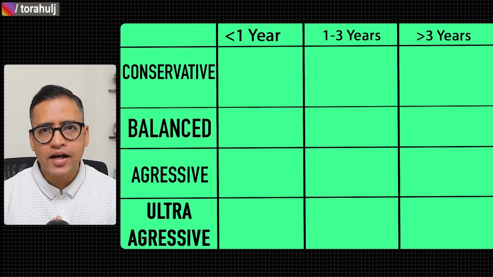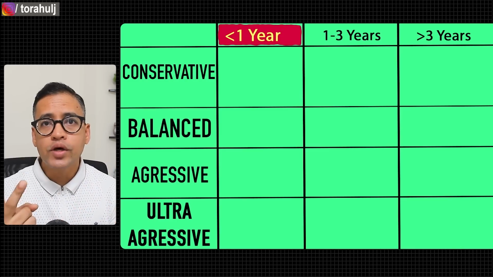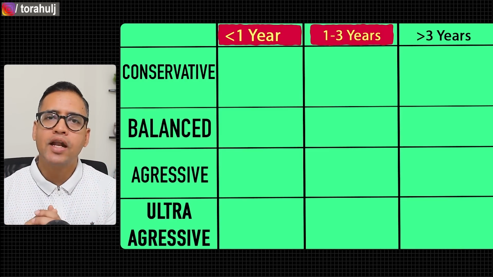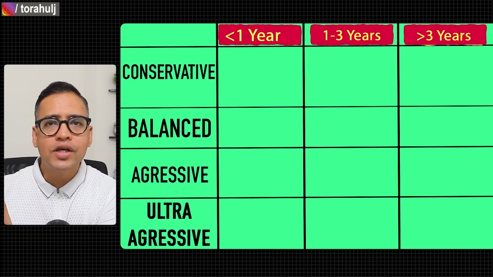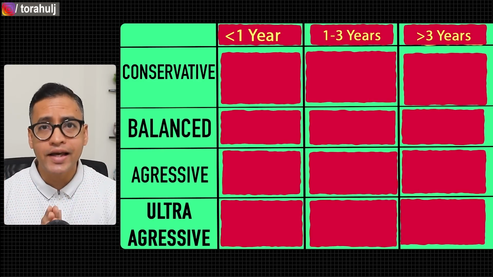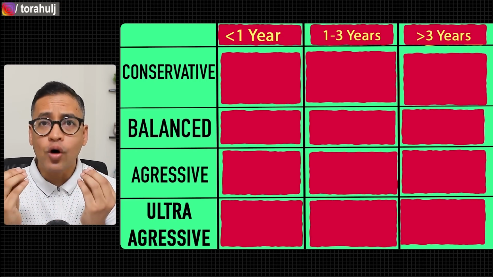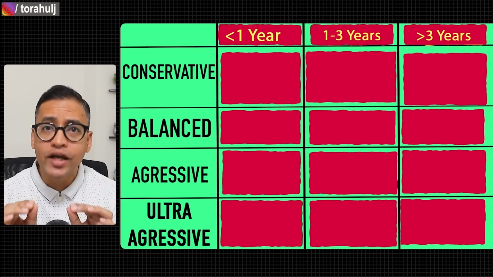And I broadly categorize into three main categories. Number one is less than 1 year, number two is between 1 to 3 years, and number three is more than 3 years. So if you look at this grid, we see that there are 12 different cases, and depending on which bucket you right now fall, your 1 lakh rupees needs to be allocated based on that.